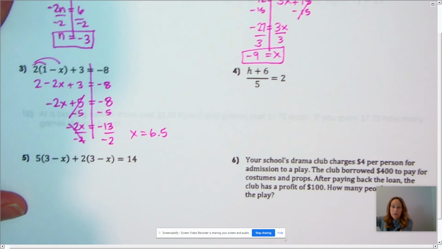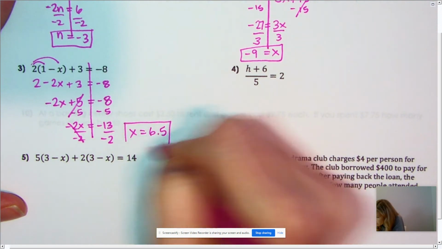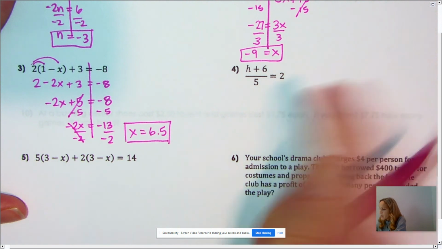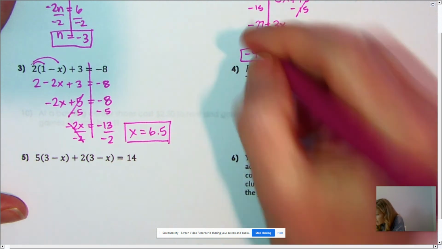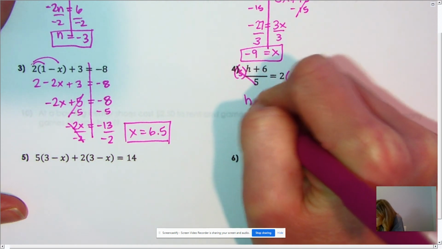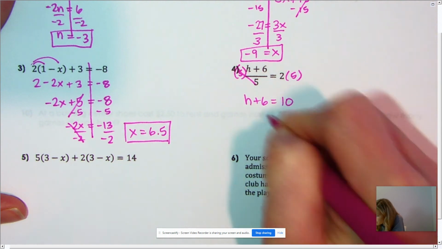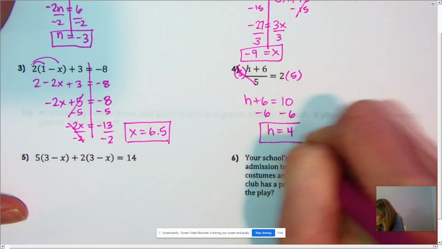Oops, sorry about that. Question number 4. Always put a box around your answer. Question number 4. This means divide by 5. So I'm going to do the opposite, and I'm going to multiply both sides by 5. So I have h plus 6 is equal to 10, minus the 6 on both sides. H is equal to 4.